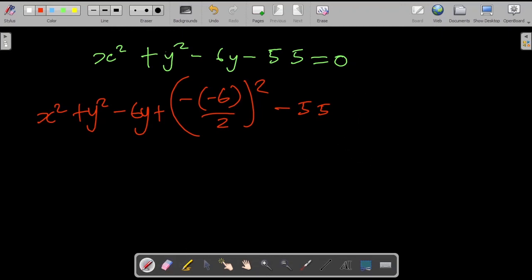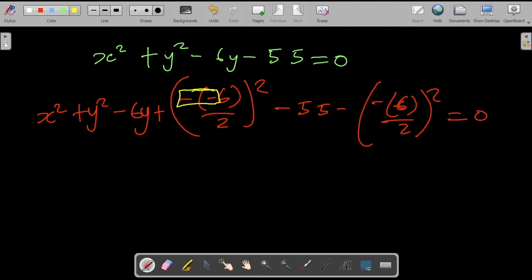So let's subtract it as well. Okay, so in here we have this thing, which will become positive. Then we have 6 divided by 2, which is 3, and 3 squared is 9. So now here we have 9.